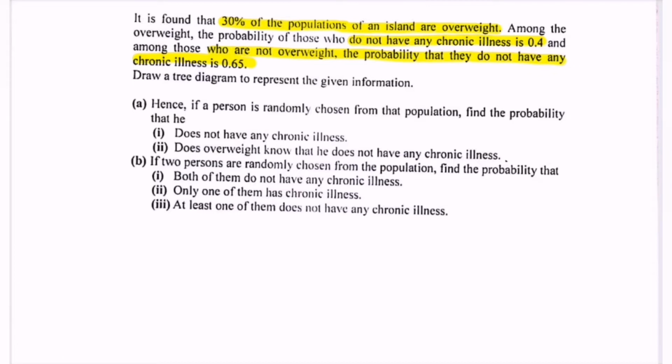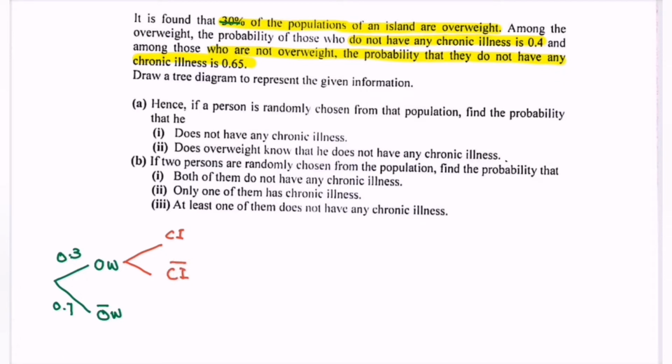So at first, we are going to pick overweight and not overweight. So here we have the situation, overweight and then not overweight. Referring to the situation, they said 30% of the population are overweight. So here we have 0.3, so automatically here we have 0.7. And then among those overweight, we have to focus on the overweight. We have chronic illness, and at the same time, we have non-chronic illness.